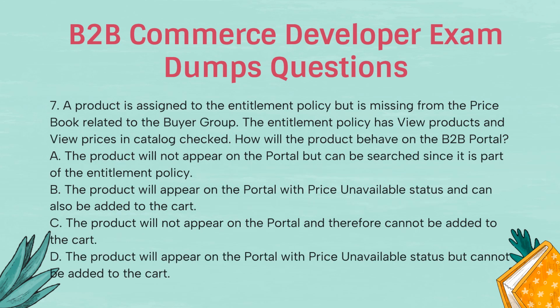7. A product is assigned to the entitlement policy but is missing from the pricebook related to the buyer group. The entitlement policy has view products and view prices in catalog checked. How will the product behave on the B2B portal? A. The product will not appear on the portal but can be searched since it is part of the entitlement policy. B. The product will appear on the portal with price unavailable status and can also be added to the cart. C. The product will not appear on the portal and therefore cannot be added to the cart. D. The product will appear on the portal with price unavailable status but cannot be added to the cart.